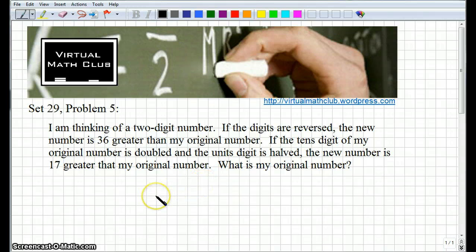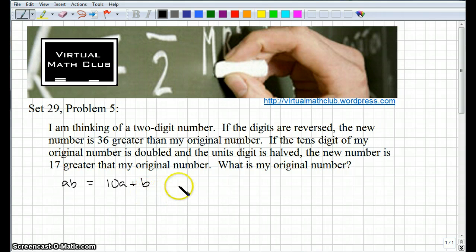Whenever I see digits problems, I want to write the number in expanded form. So let's say we have a number, we'll call it AB, where A is the tens digit and B is the units digit. Then I would write that as 10A plus B, where A and B are just digits. That's my hint to you: write the numbers they describe in this form, and then you can solve it algebraically.